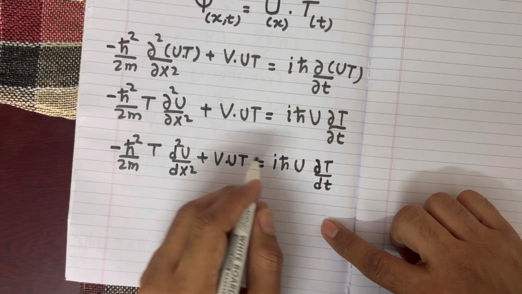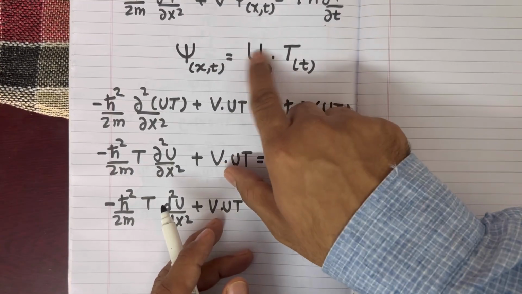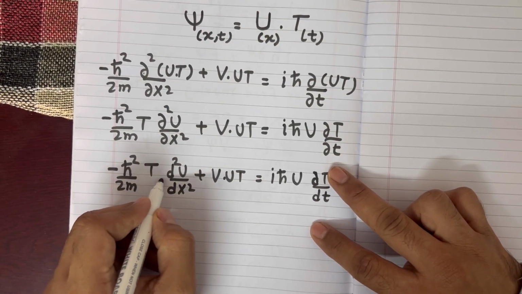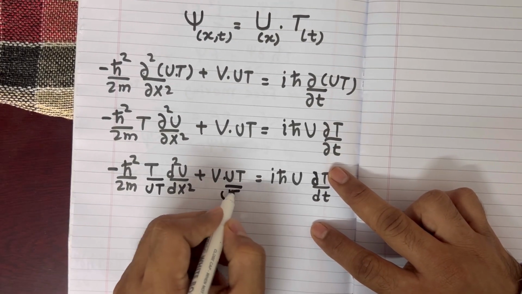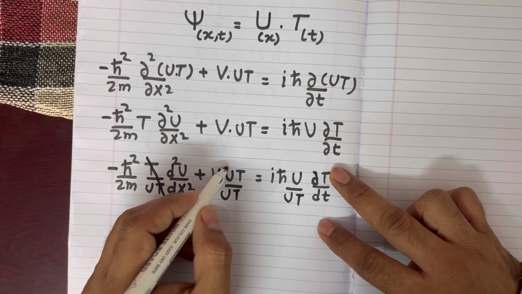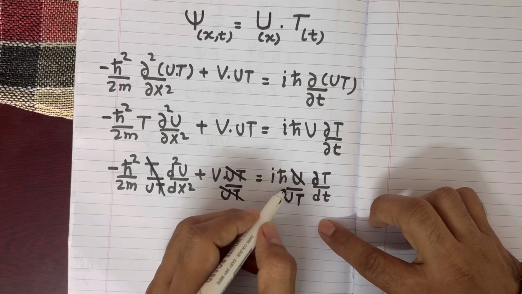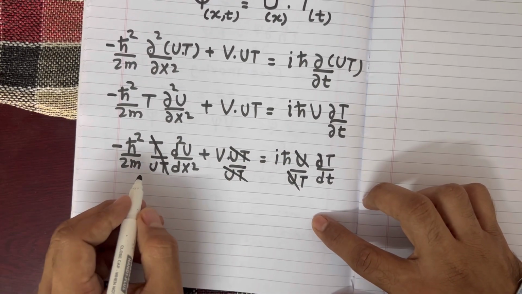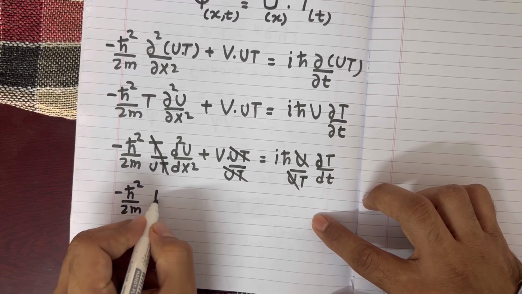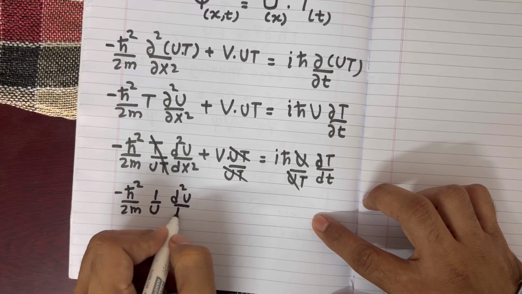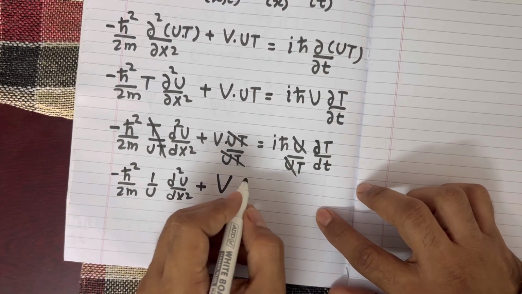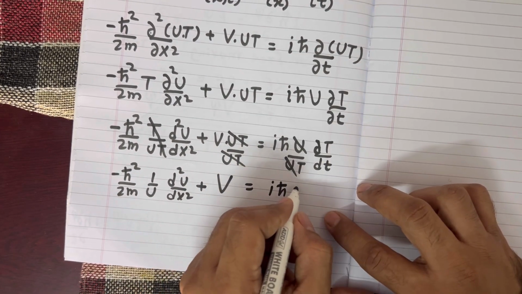Okay. Now if I divide both sides by this ut product, means if I divide both sides by a wave function, that is u into t. Here we divide by ut, here also divide by ut, and here also divide by ut. So this t would get cancelled, here this gets cancelled, and this gets cancelled. What we are left with is minus h cross square by 2m, 1 by u, d square u by dx square plus V, V is a potential energy, keep it in mind, equal to i h cross.